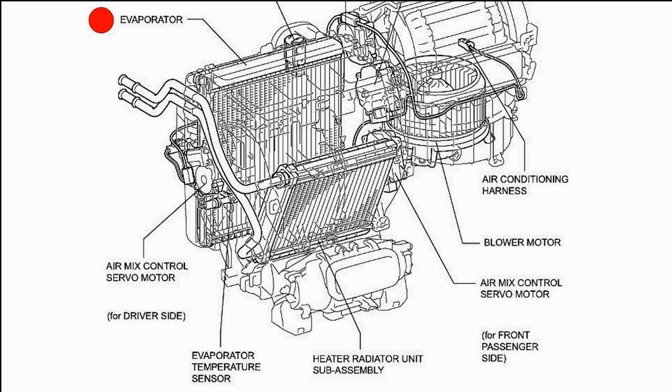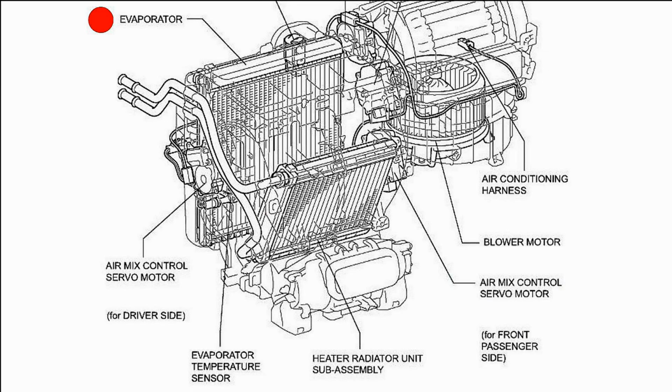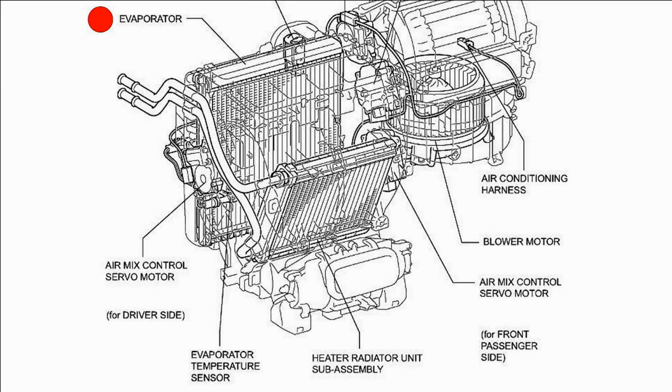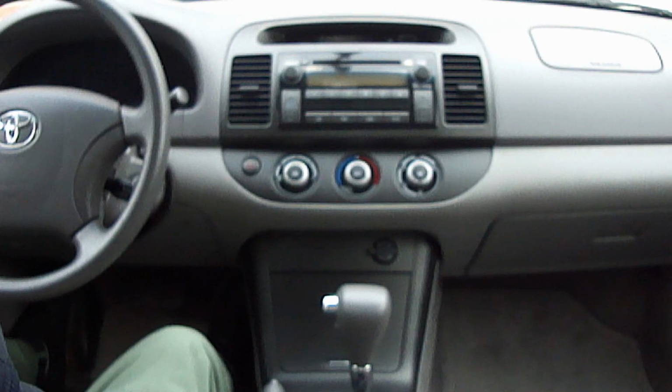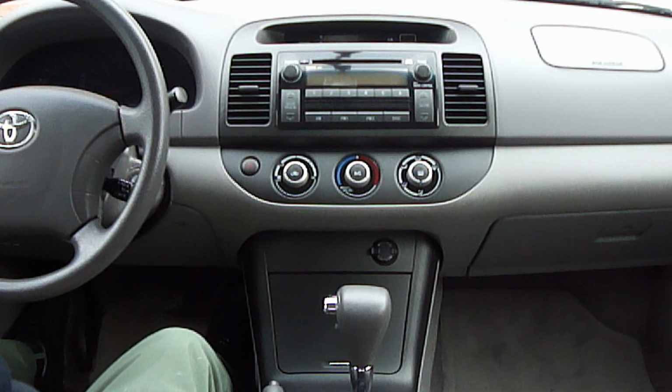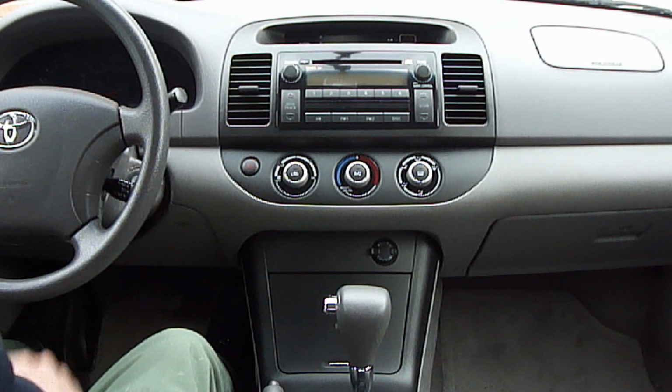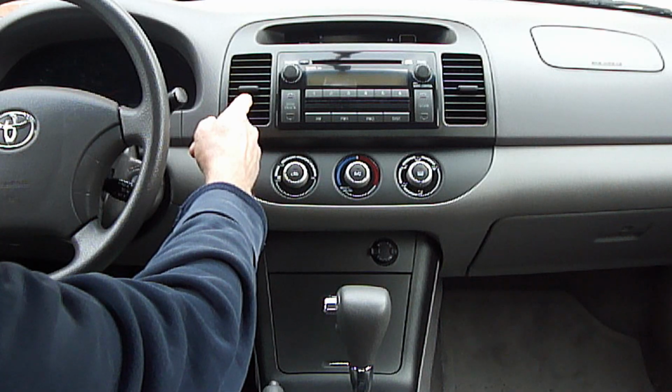The evaporator temperature sensor monitors the temperature of the air conditioner system's evaporator, which is located inside the dashboard. The evaporator temperature sensor will be located on or near the evaporator. Another common symptom of a faulty evaporator temperature sensor is when the air conditioner is turned on, the temperature of the air coming out of the vents will fluctuate.